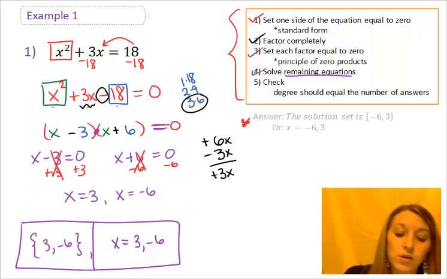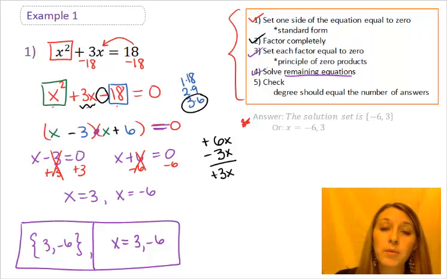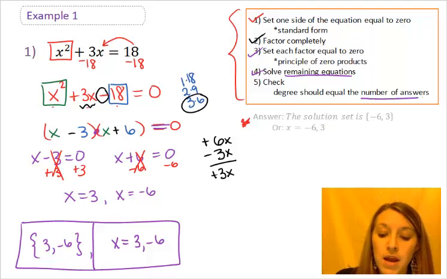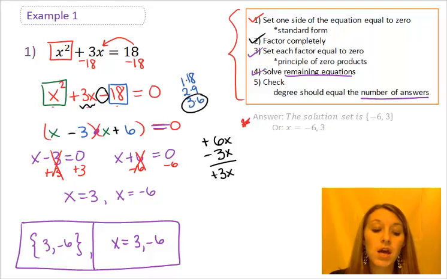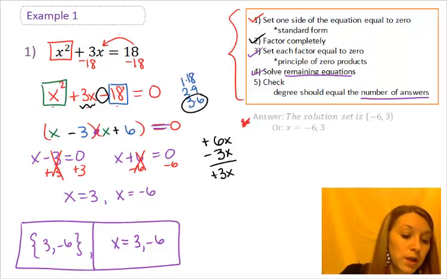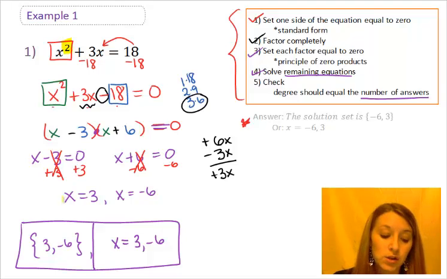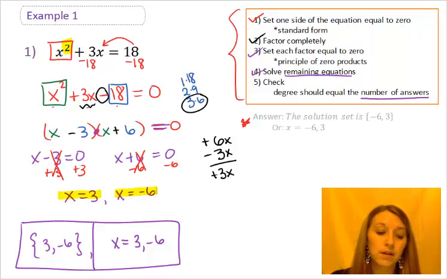So I have solved those remaining equations. Now I'm going to check. Remember, my first check is, do I have the right number of answers? This is a degree 2 problem. I should have 2 answers, and I do. One of them being 3, and one of them being negative 6.